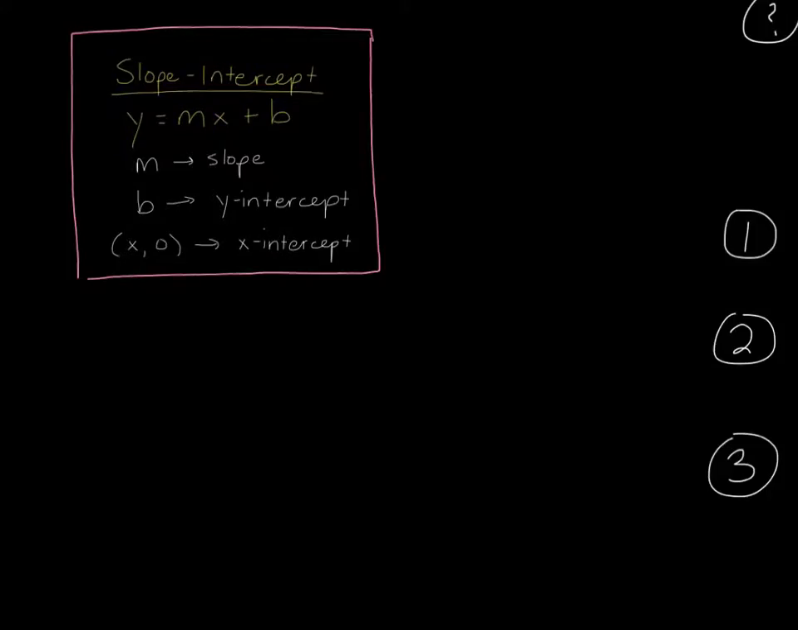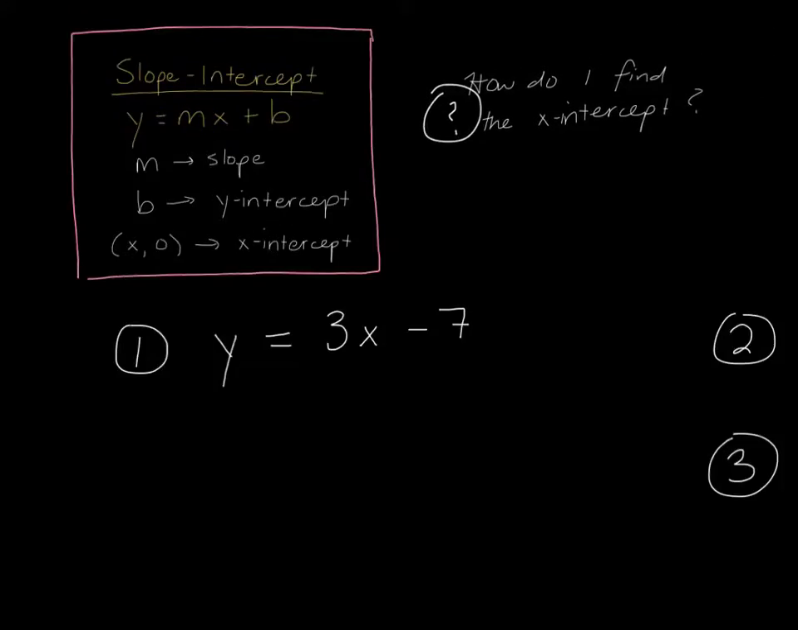In slope-intercept form, it's easy to see the slope and the y-intercept, like on number 1 here. You can tell that the slope is 3 and the y-intercept is -7. The x-intercept, or where the line crosses the x-axis, is always going to have a coordinate of x, 0. So if your question is, how do I find the x-intercept, then you just need to look where it has a y-coordinate of 0, so whatever that x is.